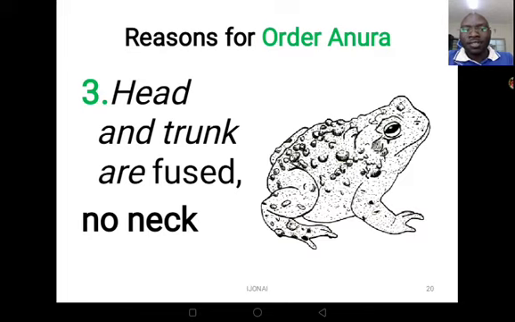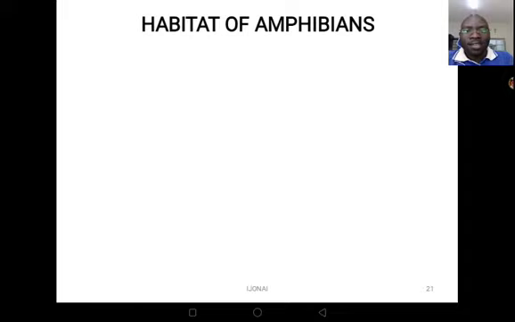And then thirdly, the head and the trunk are fused. That means that there is no neck. These organisms do not have a clear neck. So, as you can see from there, the head and the trunk are joined together. And those are the members of Anura. However, other amphibians may have necks. Those that belong to other orders, like order Caudata, have necks. But the Anura don't have.